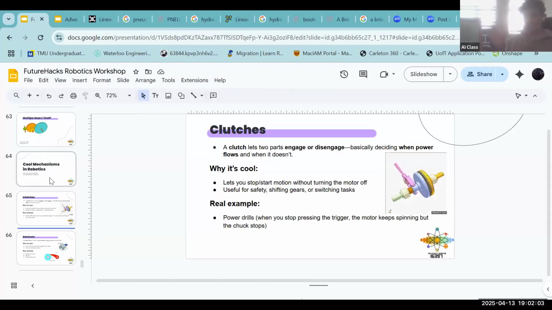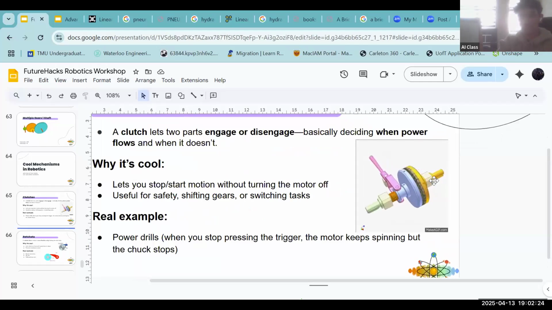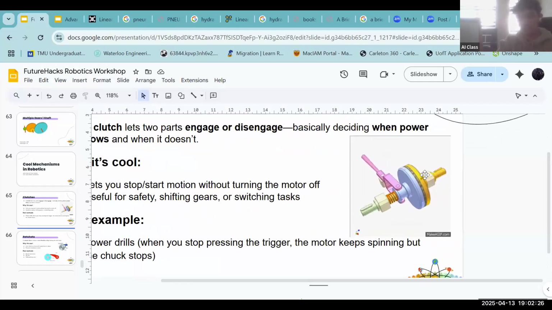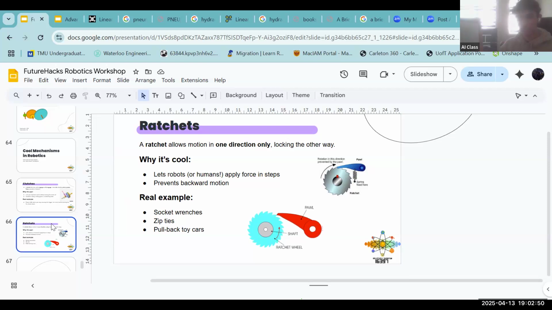So it lets you stop and start motion without turning the motor off. So the motor just keeps spinning, but actually engaging that motor, actually making it move something, depends on if you engage that wheel. So an example is a clutch in a car, there's a flywheel and it just keeps spinning, right? And then there's this mechanism right here that once you connect to it, locks the other way. A really good example of this is a zip tie, right? I don't have one on me, but a zip tie basically has these little grooves like this.